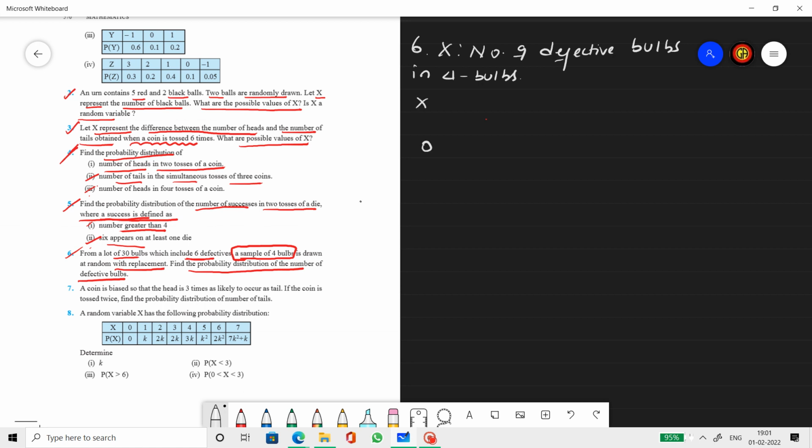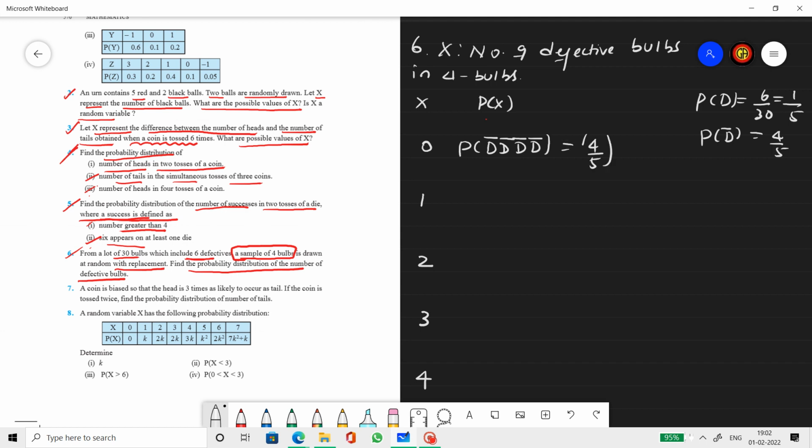So X can be 0, 1, 2, 3, or 4. X equal to 0 meaning all the 4 bulbs that we are taking are not defective. Now what is the probability of taking a defective bulb? 6 out of 30. This is 1 by 5. Probability of not a defective will be 4 by 5. So P of X equal to 0 meaning no defective one at all. So all the 4 bulbs are good bulbs. So 4 by 5 to the power of 4.